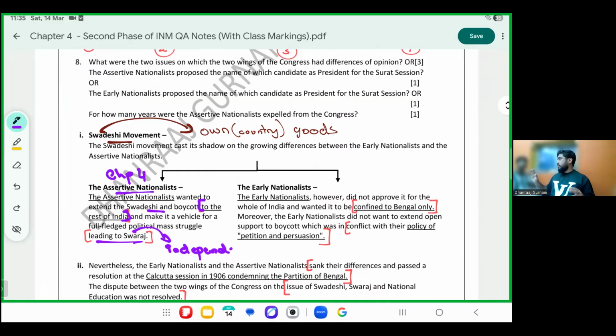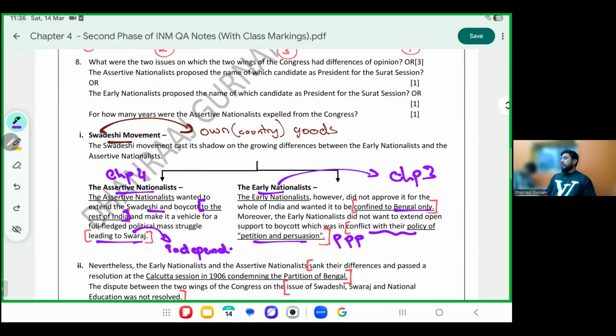Chapter 4 leaders said this. Chapter 3 leaders said, well, it's not working that well. These are chapter 3 leaders. Chapter 3 leaders said, we will only keep it confined to Bengal. You want to take it to the rest of the country, we are not okay with that. Now, why did chapter 3 leaders say that we are not okay with taking it to the rest of the country? We are only okay with keeping it to Bengal is because of their policy, which we have done last time.